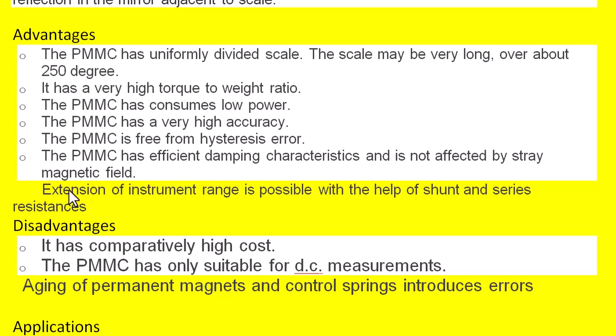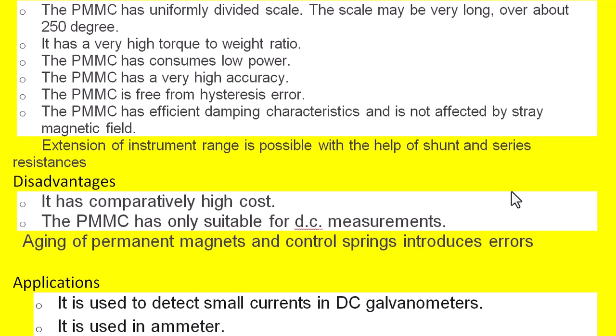And this instrument can be used as an ammeter by using a shunt, and as a voltmeter by using a series resistance with the coil. Since here the coil moves in the permanent magnetic field, it is called the permanent magnet moving coil instrument.